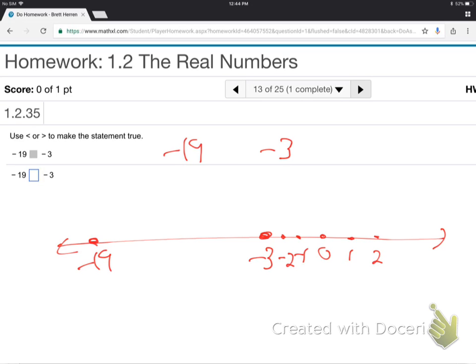So negative is in debt. Which one's a better financial situation? $3 in debt or $19 in debt? This is the bigger number. So bigger means further to the right, doesn't it? So that gets the wide side. Is that good on that? So minus 3 is technically the bigger. It's less negative.